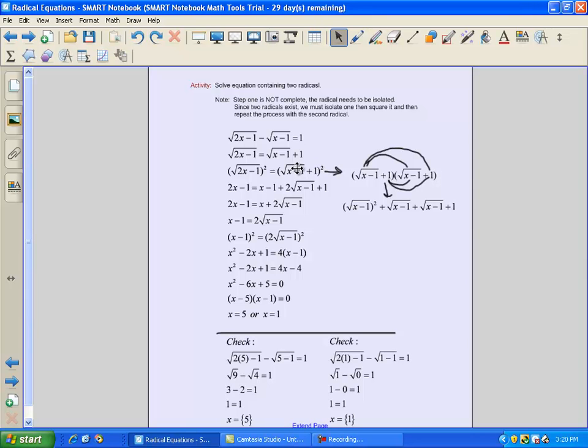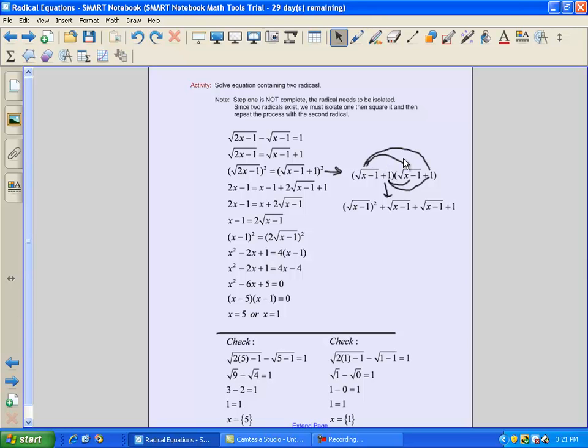You notice again what's happening is very similar to the last problem. This is squared, which gets rid of the radical. But on the right-hand side, if I square the right-hand side, I have to be careful to use a FOIL process here. And I have to think this through.